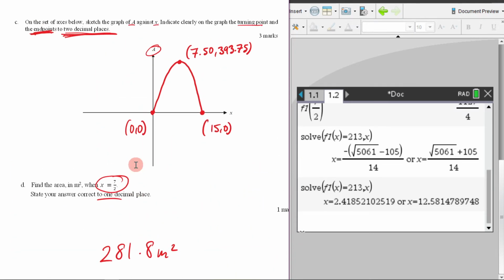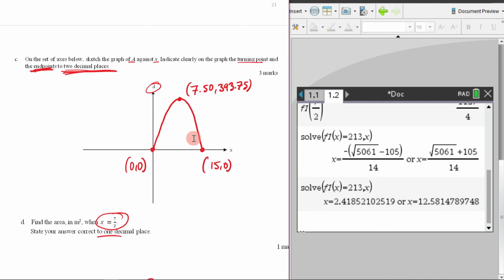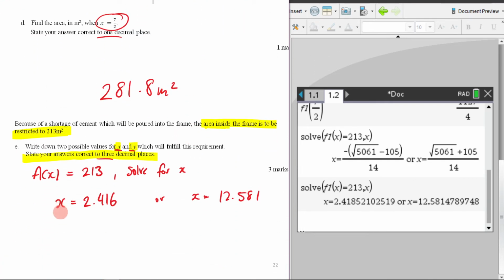Now, it also says that I need the x and the corresponding y. To find what the corresponding y is going to be, I'm going to be using this little equation here, which tells me that y is equal to 15 minus x. So if I come here now, I can figure out what y is going to be by simply going y is equal to 15 minus 2.416. So I'm just minusing the x from it. And so too over here, y is equal to 15 minus, in this case, 12.581. So all I'm doing is I'm taking the x and I'm plugging it in to find out what my corresponding y is going to be.